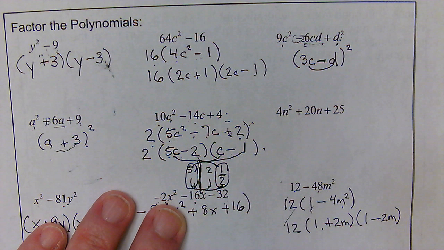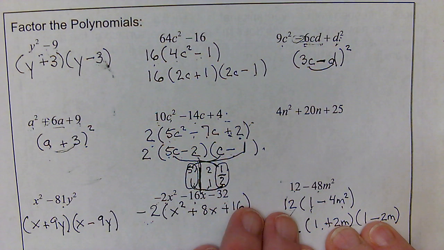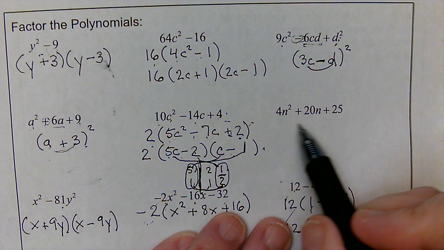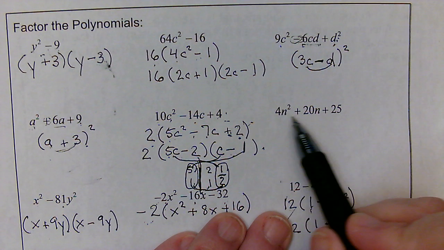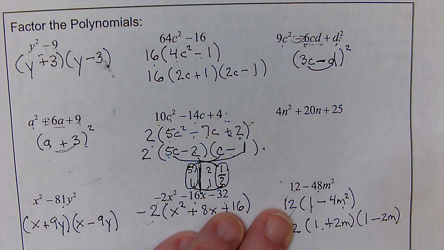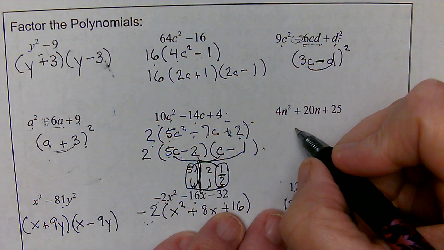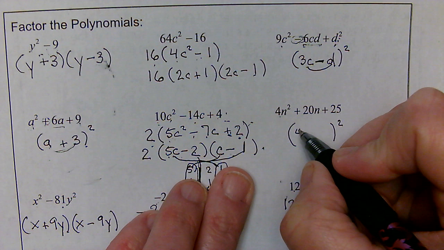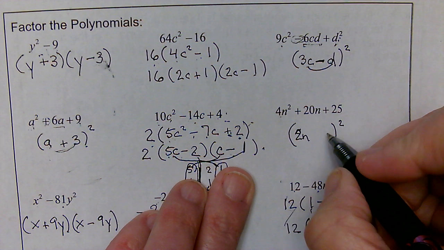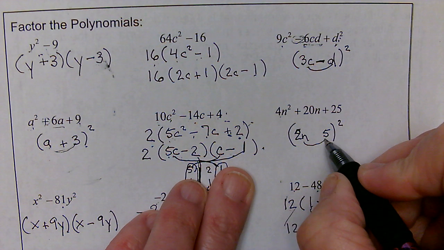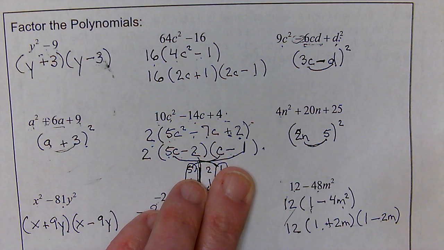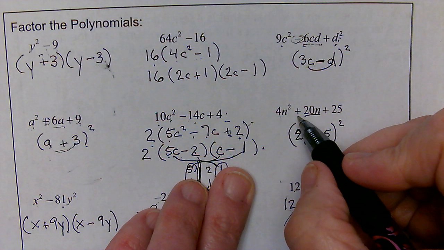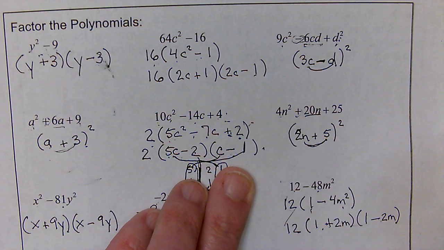Now that one was not a perfect square trinomial, but that means we just go back to our previous lesson to figure out how to factor it. On this one, both ends are positive perfect squares, so it could be a perfect square trinomial. So I'm going to try it. The square root of 4n squared is 2n. The square root of 25 is 5. If I multiply these together, that's 10n times 2 is 20n. So it is a perfect square trinomial, and the sign I put in there is plus.